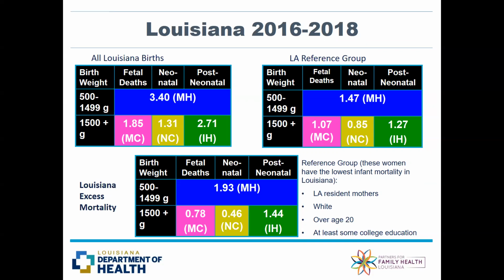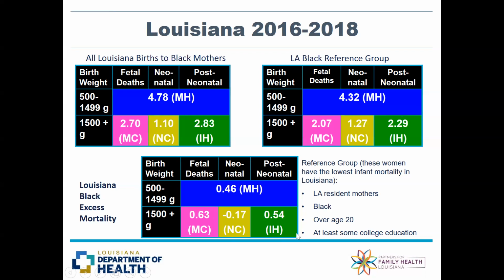So while there is some excess mortality when I used all Louisiana births, I then decided to break it down by race, comparing white births to a white reference group and Black births to a Black reference group. So here I compared Louisiana births to white mothers as a target group compared to a white reference group of Louisiana mothers with the best outcomes. And as you can see at the bottom here, there's not that much excess mortality in this group. Then I used a Black target group of Louisiana births to Black mothers compared to a Black reference group for the state of Louisiana as a whole. And as you can see at the bottom here, there's still not that much excess mortality.